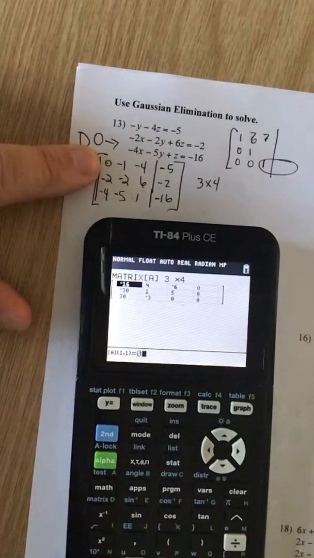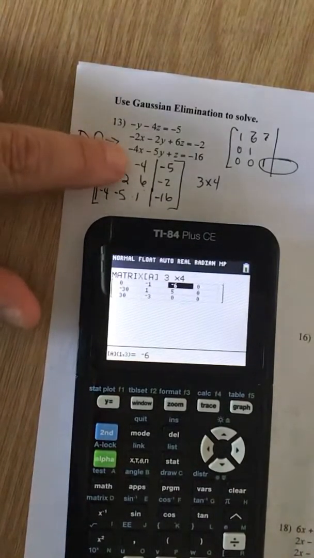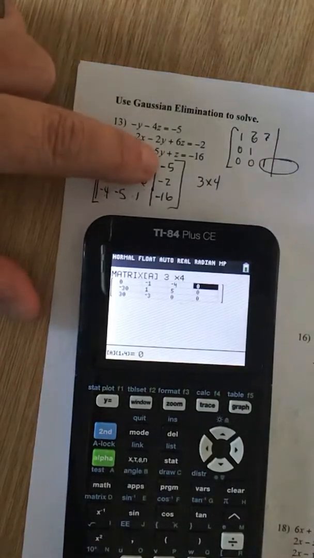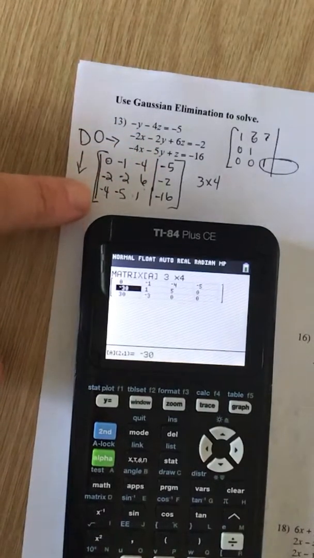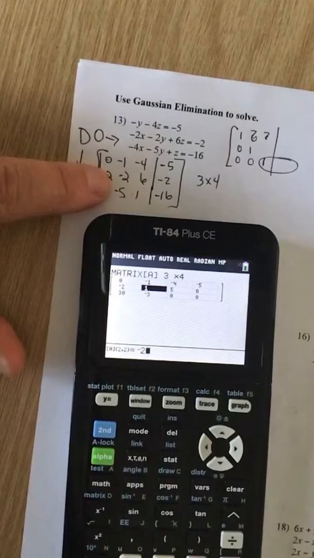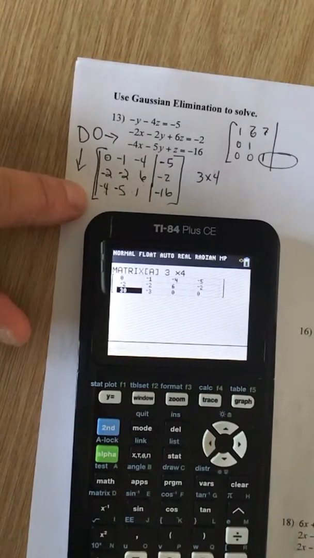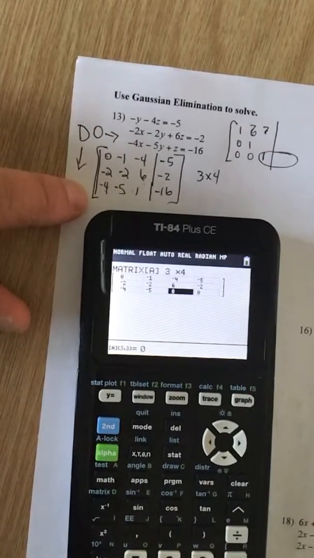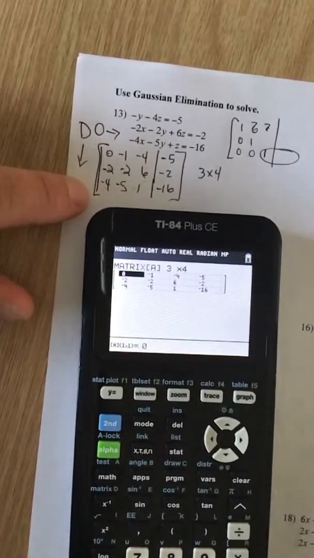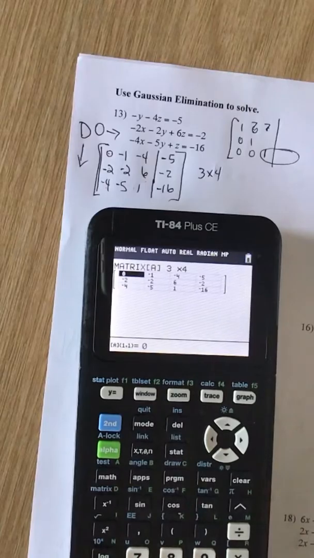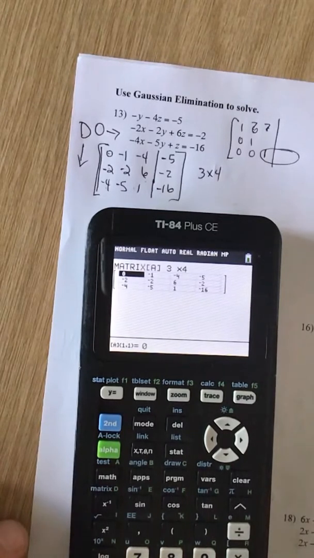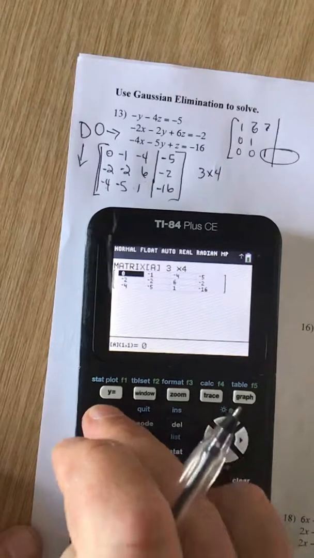So I got a 0 right there, and then a -1, and then a -4, and then that answer is -5. And then we got a -2, and another -2, and a 6, and that answer is -2. And then we had a -4, and a -5, and a 1, and that answer was -16. Okay, so there's our 3 by 4 matrix.